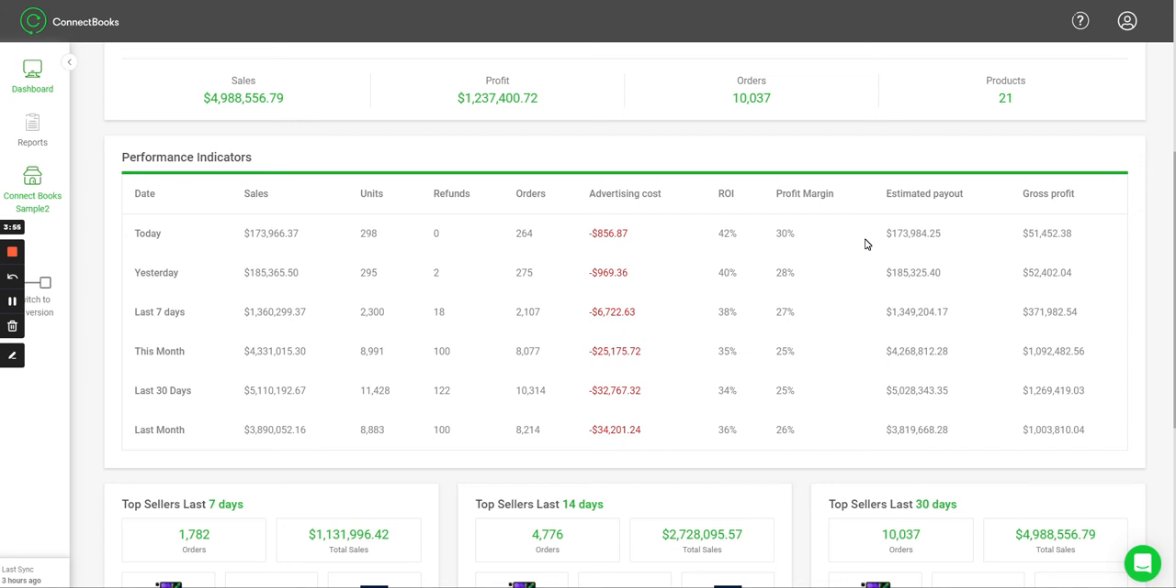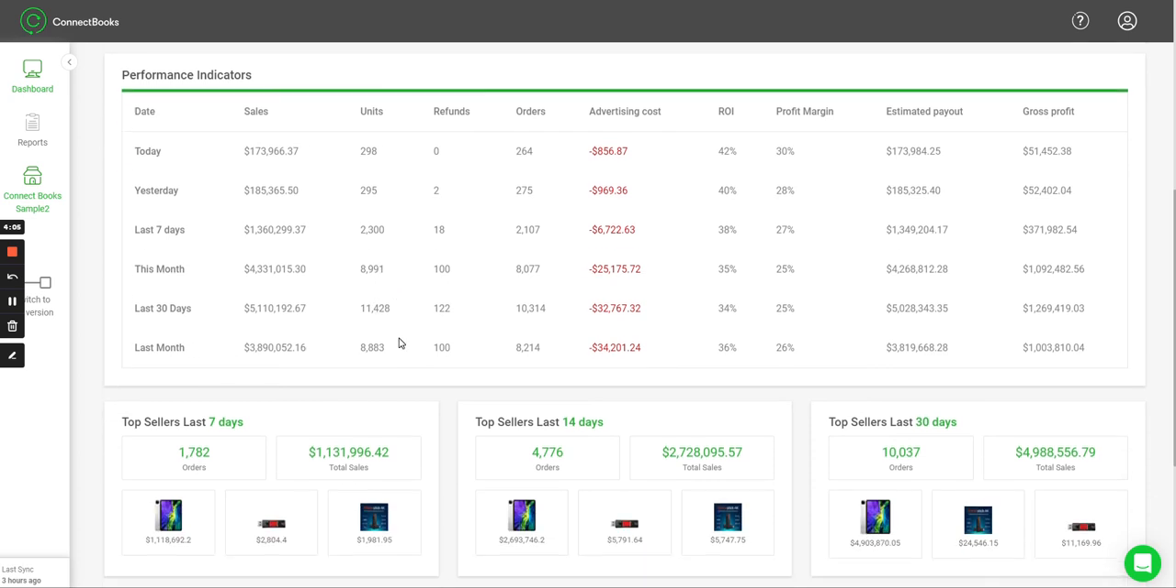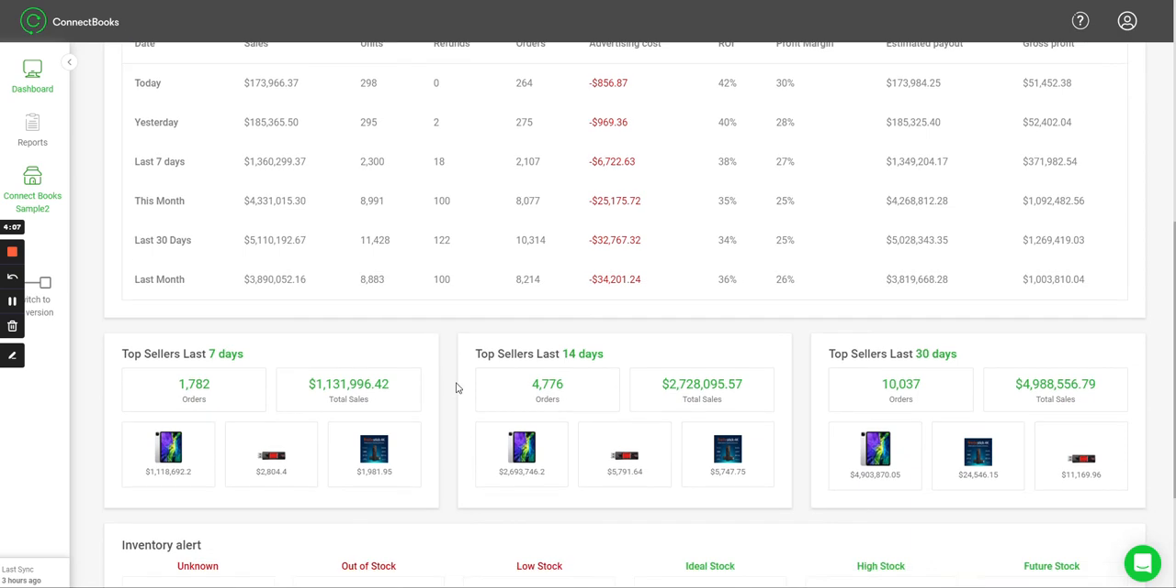Over here, the performance indicators basically give you an overview, between today, yesterday, last 7 days, this month, last 30 days, and last month, of exactly what's going on. Then you're going to have over here your top sellers.